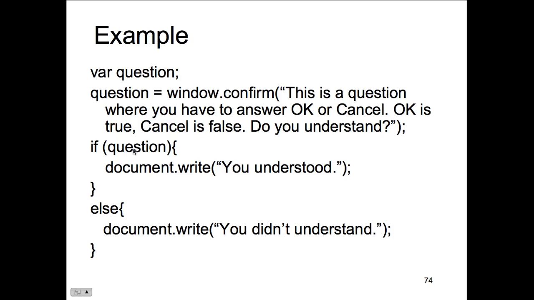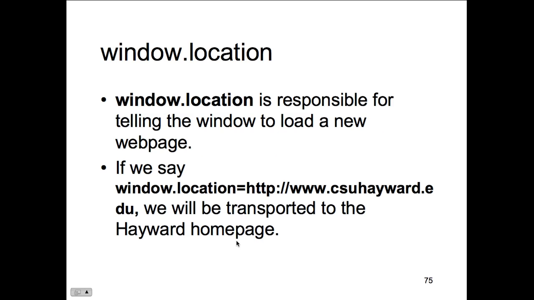So if true, because question is going to be true or false, document.write, you understood. And then we have opening and closing brackets to section off the if part. Else, opening and closing bracket, document.write, you didn't understand. Because it's false. Do you understand? No. Okay, so I'll have to ask you another way. So going back to what I was saying before, this is an example of using the if-else, same as you get in C or C++, very similar.